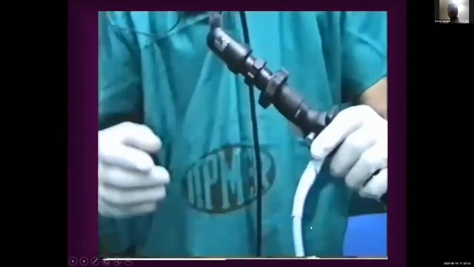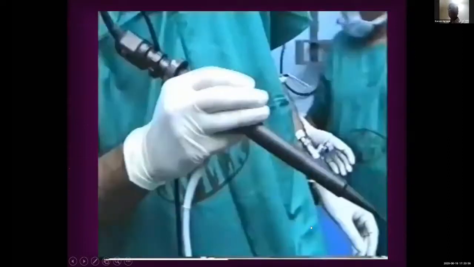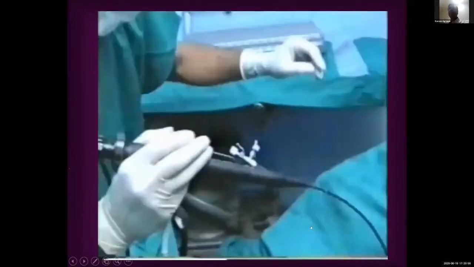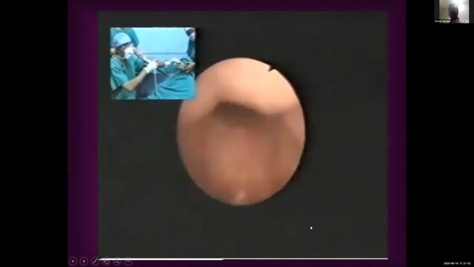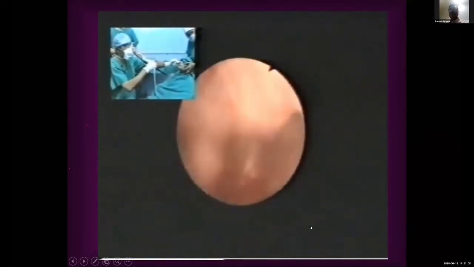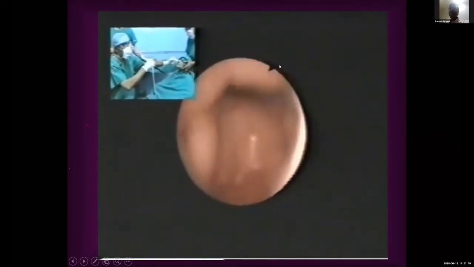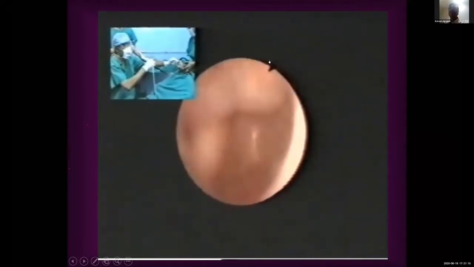So this is the flexible one. So the patient is sitting in front of me. You can see the palate coming nicely in approximation of the posterior pharyngeal wall. So you can see the marker is at the 6 o'clock position, which indicates the palatal side. Yes, that is the indicator or the marker of the 6 o'clock position.